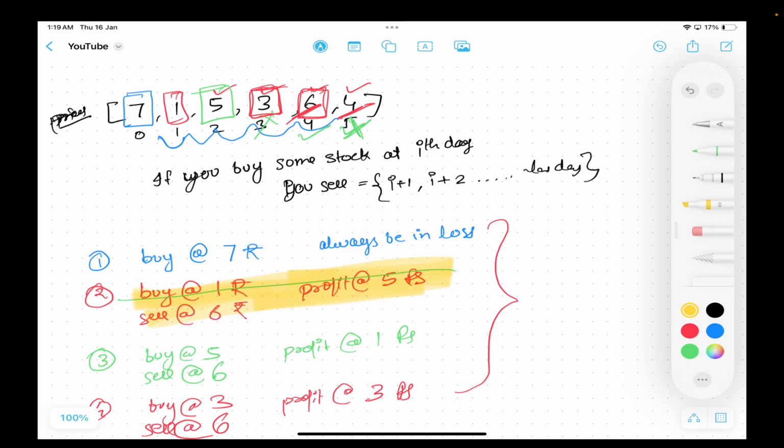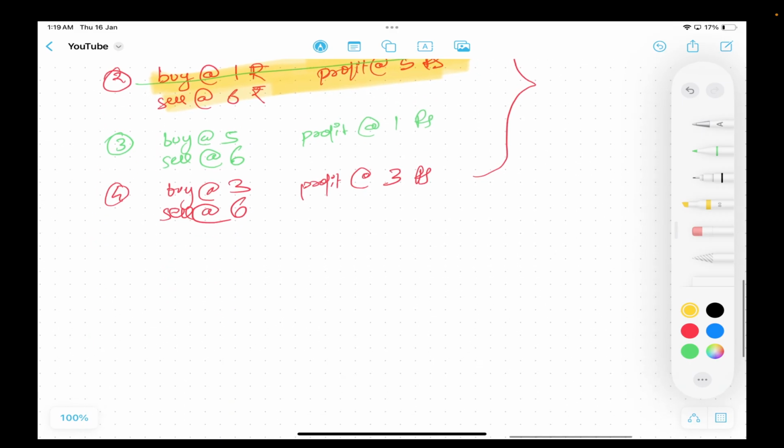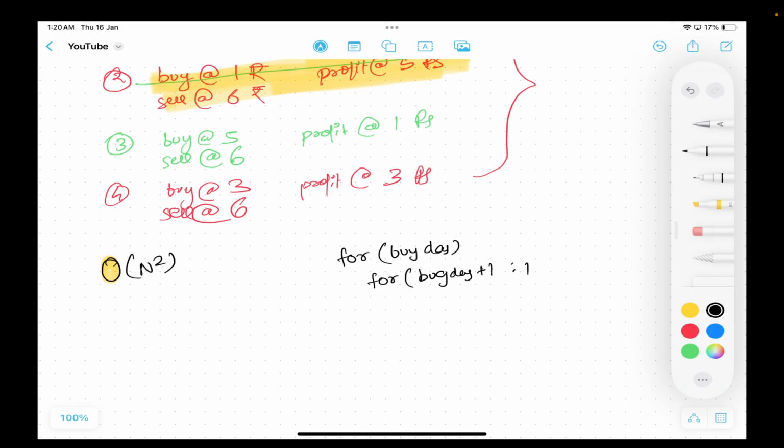So for that, what you can do, you can pick a particular day, and for each day you try to find out the maximum on the right side of that element. If you use that loop, it will take order of n square. So one loop for buy day, and one more for loop from buy day plus one to prices size, and you will maximize your answer. So this is the brute force approach.